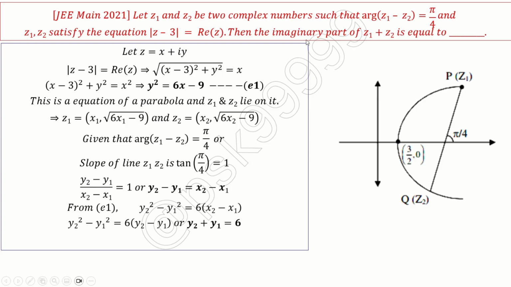y2 plus y1 are nothing but the imaginary part of z1 plus z2, right? So the imaginary part of z1 plus z2 equal to y1 plus y2, which is equal to 6. That is the answer. Hope you understand. These last two problems are very, very important. Definitely, you will get several questions of this type in engineering entrances. Okay, next.